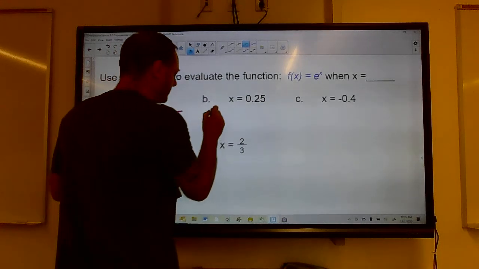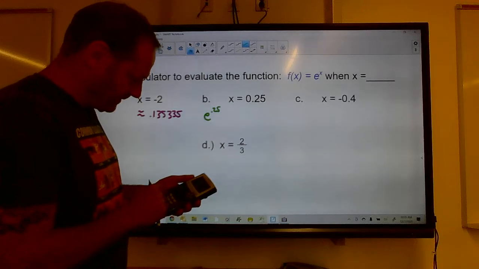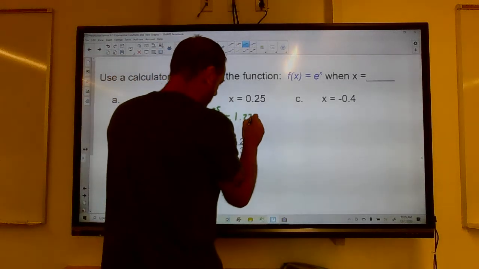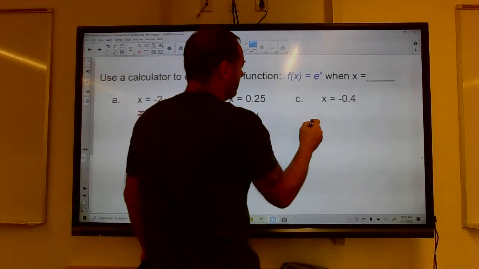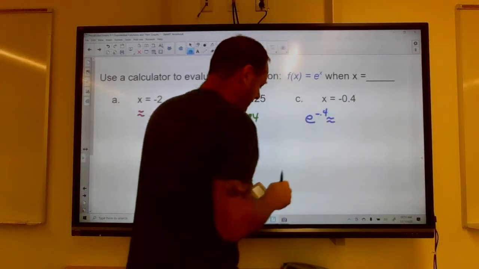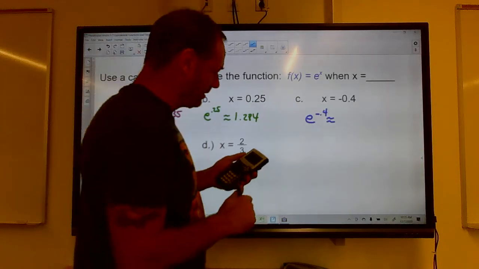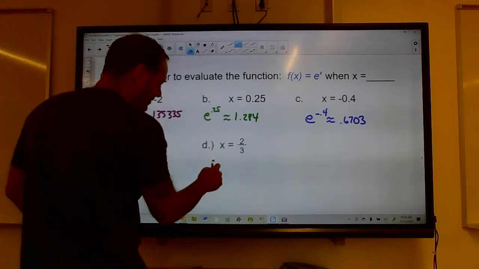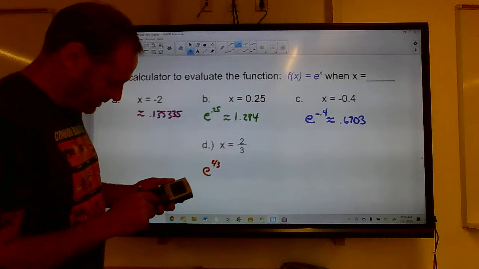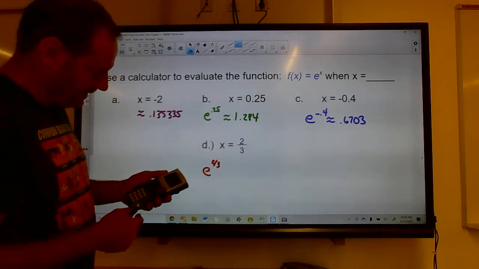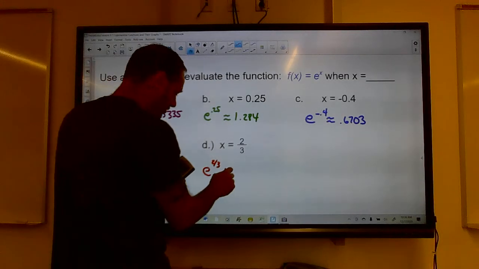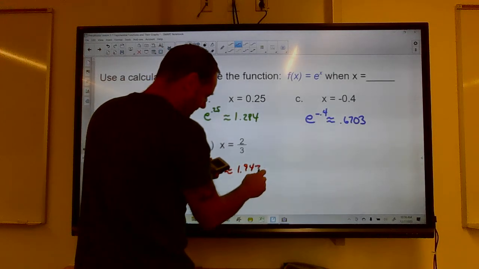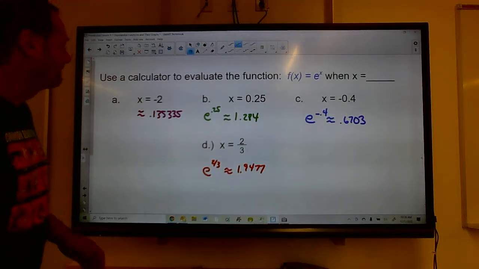Okay, so e to the 0.25 power, so I'm going to push second natural log, so that gives me the exponential function, put in 0.25, that's going to be approximately 1.284. This one here, e to the negative 0.4 power, is approximately 0.6703. And then e to the 2/3 power. So e, whoops, wrong key. E to the 2 divided by 3. Now, if you got an older calculator, you want to put the 2/3 into parentheses. So you should get 1.9477. Okay, so very simple to do.